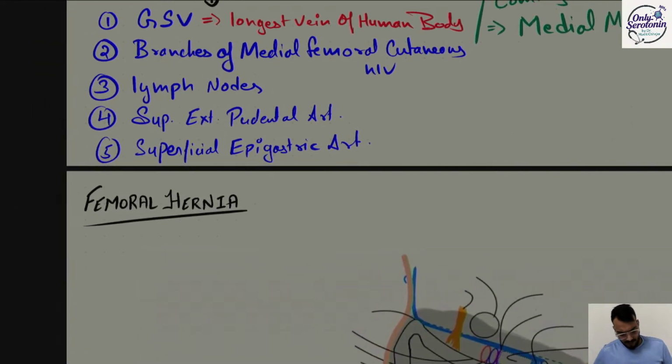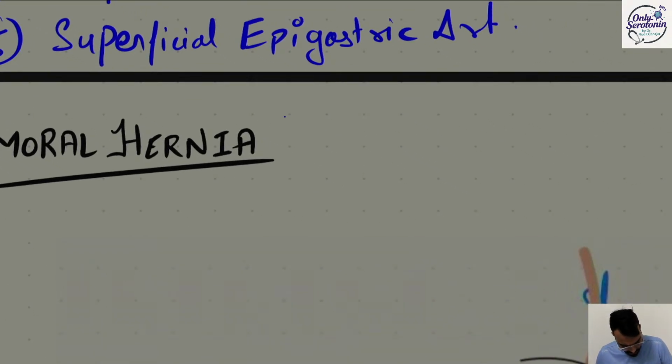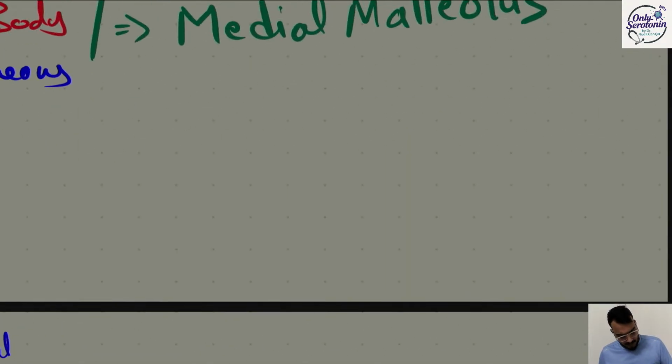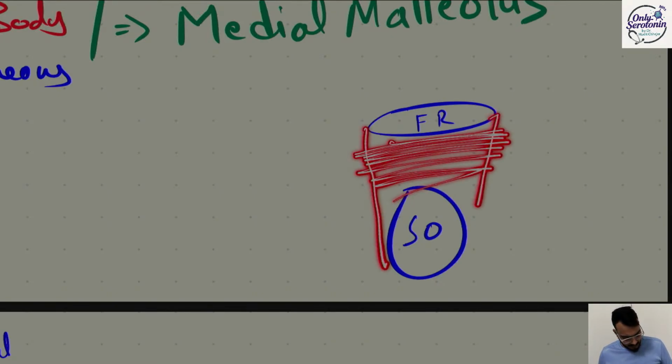Now let's discuss the femoral hernia. Femoral hernia is due to what, guys? It is due to weakening of femoral canal. What is femoral canal, guys? So the area between your femoral ring and saphenous opening. The area which is present in between the femoral ring and the saphenous opening. This area is known as femoral canal.